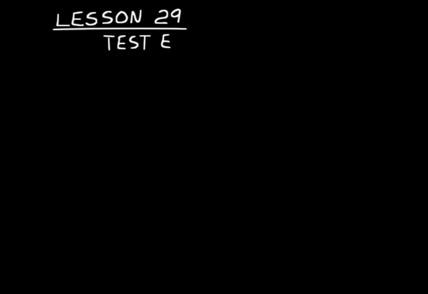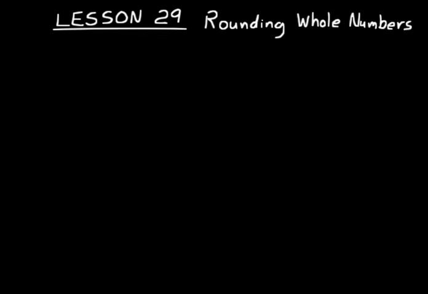Before you start Lesson 29, make sure you complete Test E in the Test Masters on circles. Lesson 29 has 3 parts. The first part is on rounding whole numbers. Then we'll talk about rounding mixed numbers and using rounding to estimate answers.